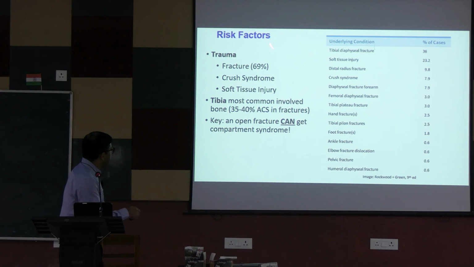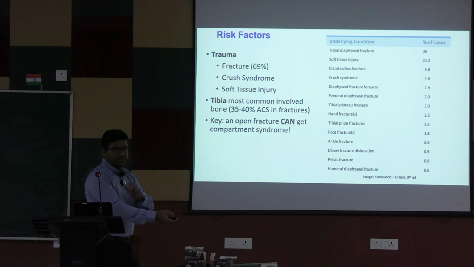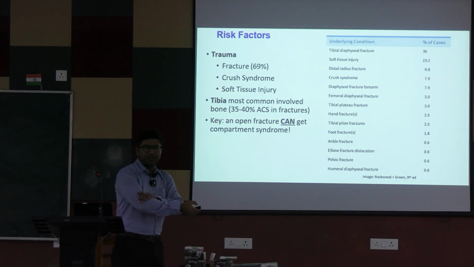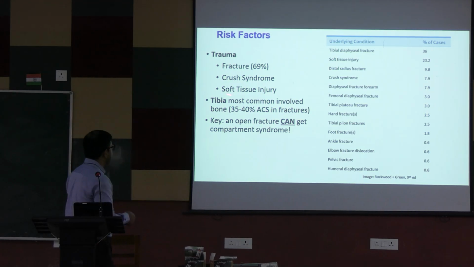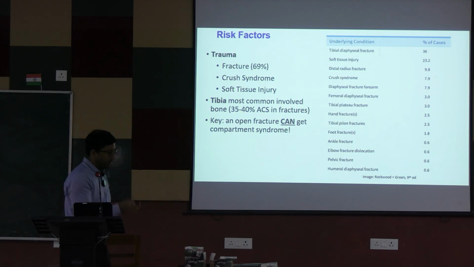There are multiple fracture patterns where this kind of compartment syndrome happens. Most importantly, you see it in the tibia, in leg bone fracture. You can also see it in forearm fractures, in supracondylar humerus fracture. But in general, it is most commonly seen in the lower leg. Even an open fracture can get compartment syndrome if there is more tissue swelling.